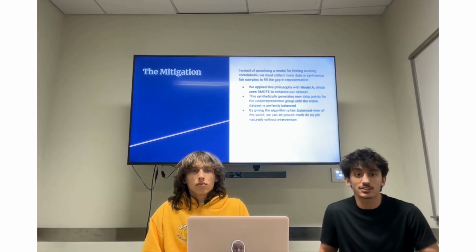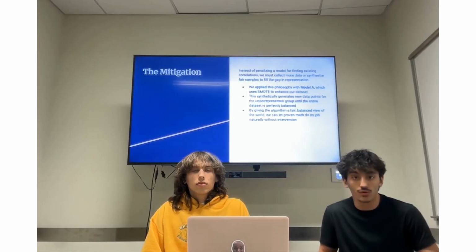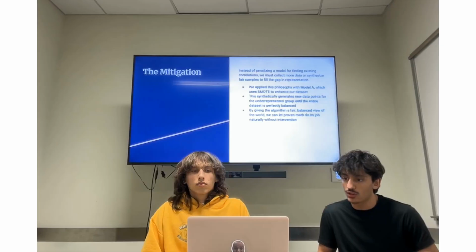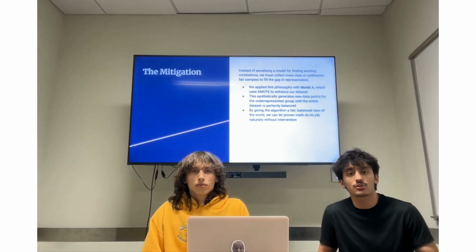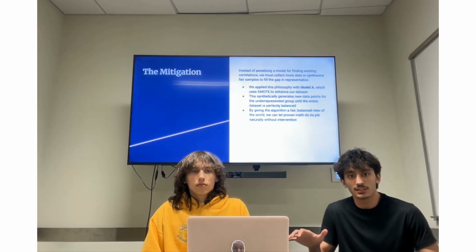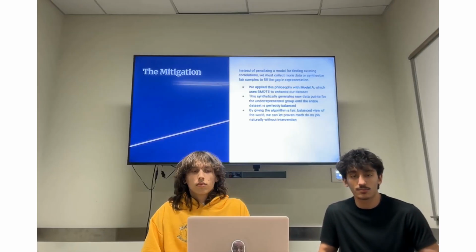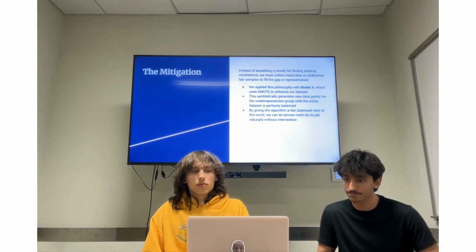So instead of penalizing the model, what we did was implement SMOTE, which stands for Synthetic Minority Oversampling Technique, into Model A. And what this essentially does is it synthetically creates new data points that are designed to equalize the different groups and their data so that they are all equally represented. By giving the algorithm fair, balanced data, we hope that it will have a more accurate and less biased prediction.